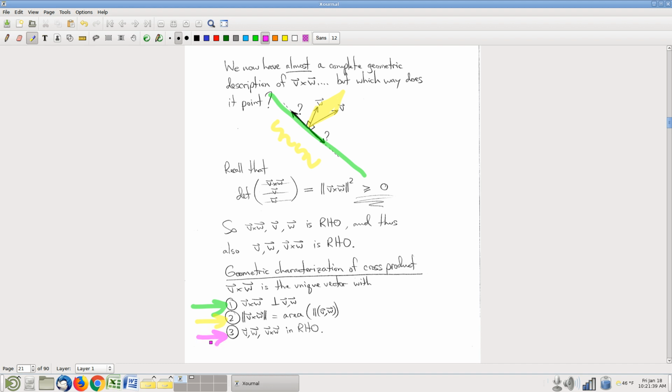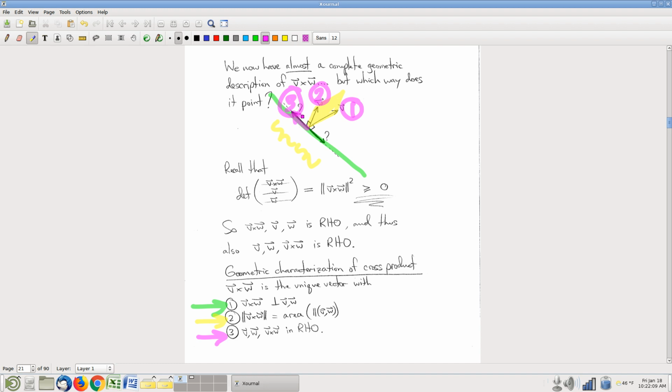this list, V, W, V cross W, is always right-hand order, asterisk, or possibly one of the vectors is 0, and then it's trivial. But other than that, most of the time, right-hand order, certainly never left-hand order. So I'm going to represent that on here with 1, 2, 3, thus indicating that it's that vector.